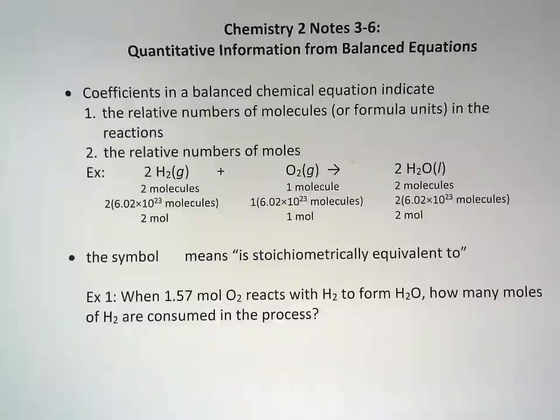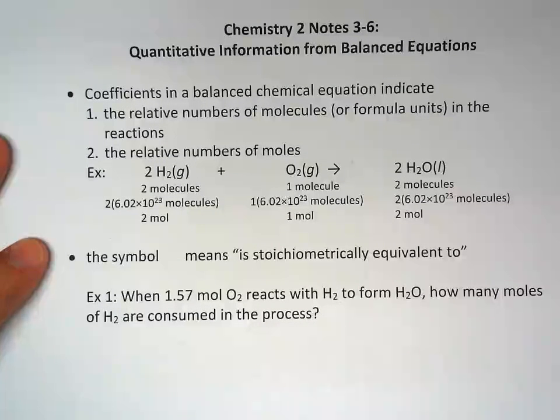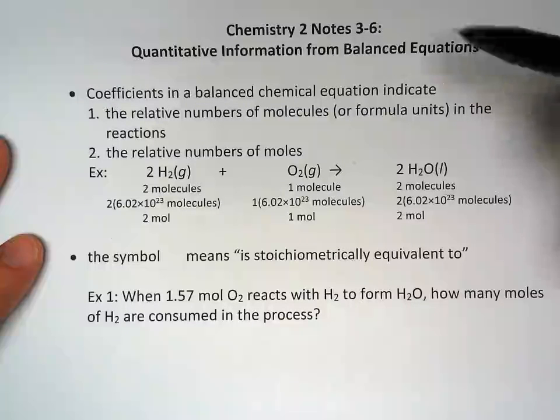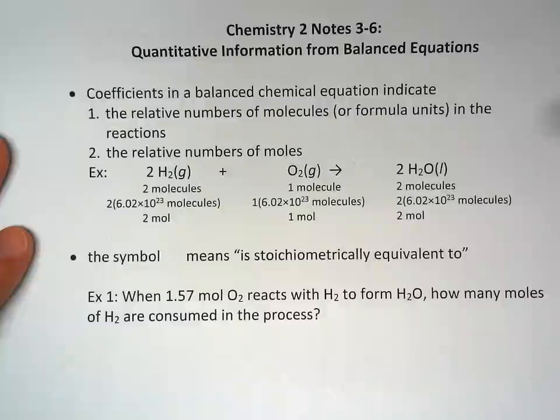Okay, so this is 3.6, as it says, quantitative information from balanced equations. That's just a fancy way of saying that we're going to do math with the information from balanced equations and get numbers and stuff from it. Okay.